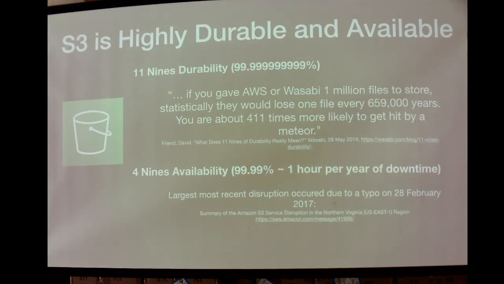So S3 is highly durable and available. It has 11 nines of durability. And what does that mean? It means if you gave AWS or Wasabi, as an example, 1 million files to store, statistically they would lose one file every 659,000 years. And so you are about 411 times more likely to get hit by a meteor. I like that comparison. It's from David Friend from his blog here.